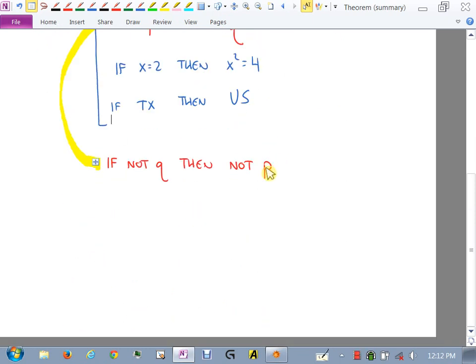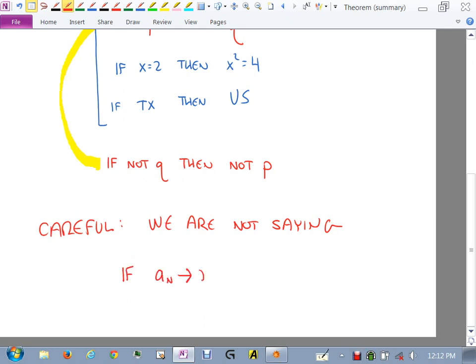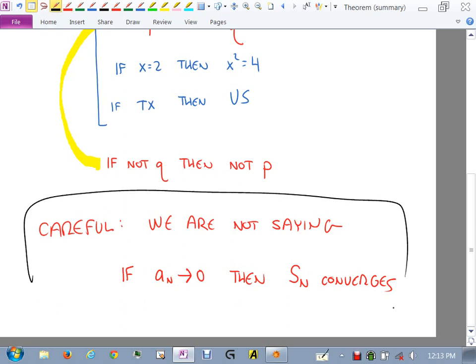So I'll put in here, careful. We are not saying that if A sub n goes to 0, then S sub n converges. Okay? We are not saying this, everyone. Okay? We are not saying that.